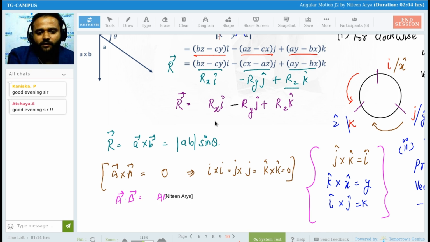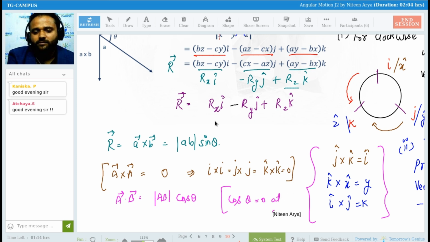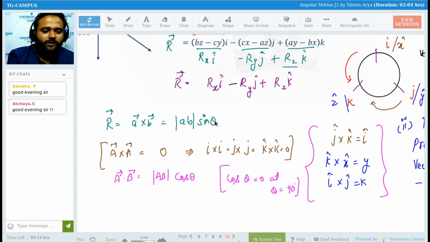because A dot B is AB cos theta, and cos theta is 0 at theta equals 90 degrees. Okay, so beta, then A dot B is 0. So that is second, okay, I can erase this and write the same thing for parallel vectors.